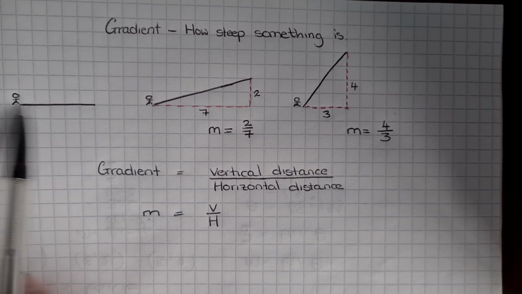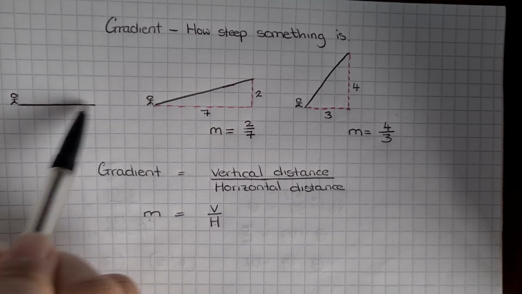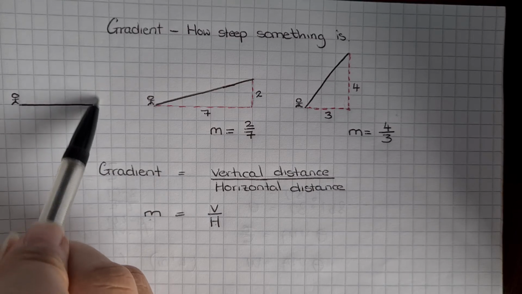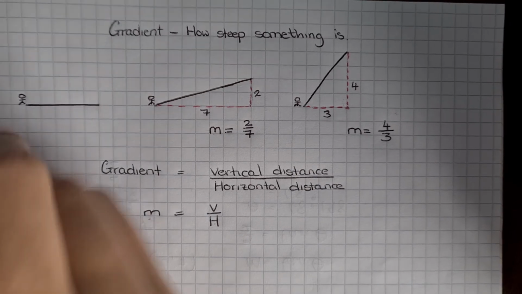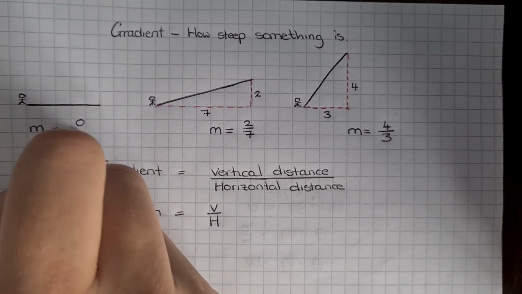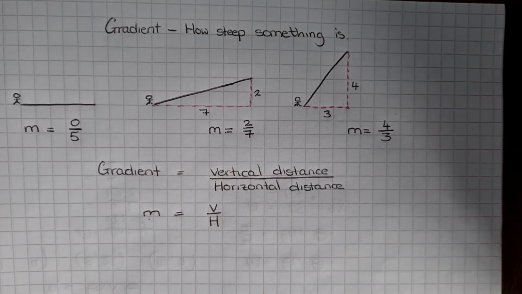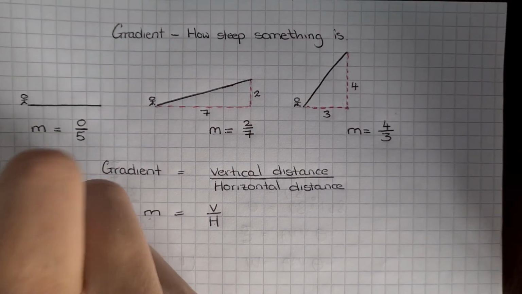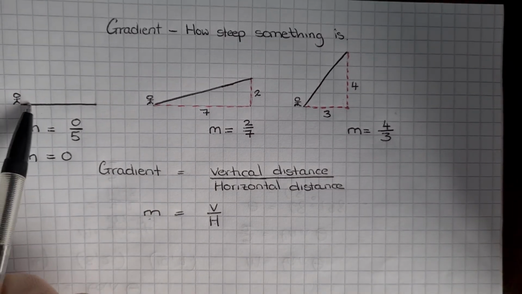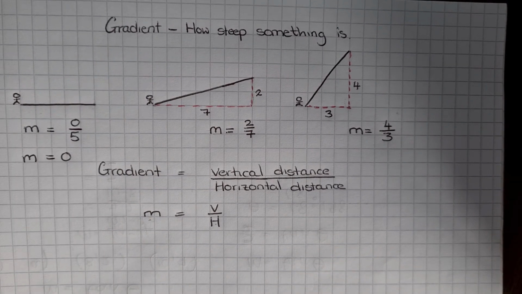Now this first one, the horizontal distance, he has travelled 1, 2, 3, 4, 5 boxes, but he's not travelled up anything. So if we were to write that as a fraction, it would be 0, because he's not travelled up the way, 0 over 5. And that just means 0 divided by 5, and 0 divided by 5 is 0. So that means the gradient of a flat line is 0, because it's not steep in any way.